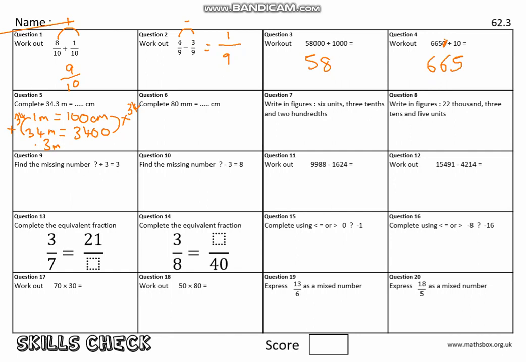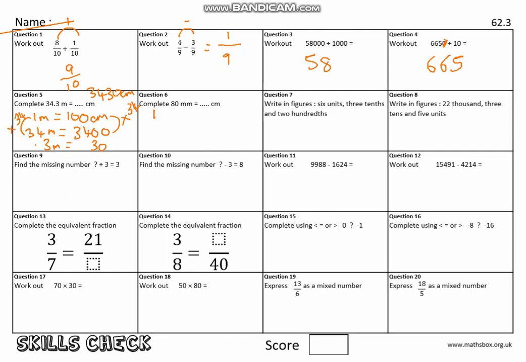Now, if we think of a metre having 100 centimetres, and then we want 0.3 of it, that would be 30 centimetres. So I just add those two together, and that means I would have 3,430 centimetres.